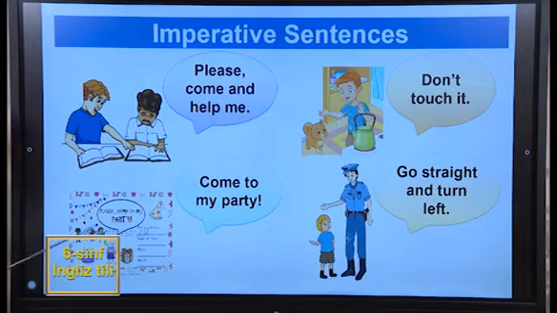Next, come to my party. Just imagine you are inviting your friend to a party in your house. You should use imperative sentences.